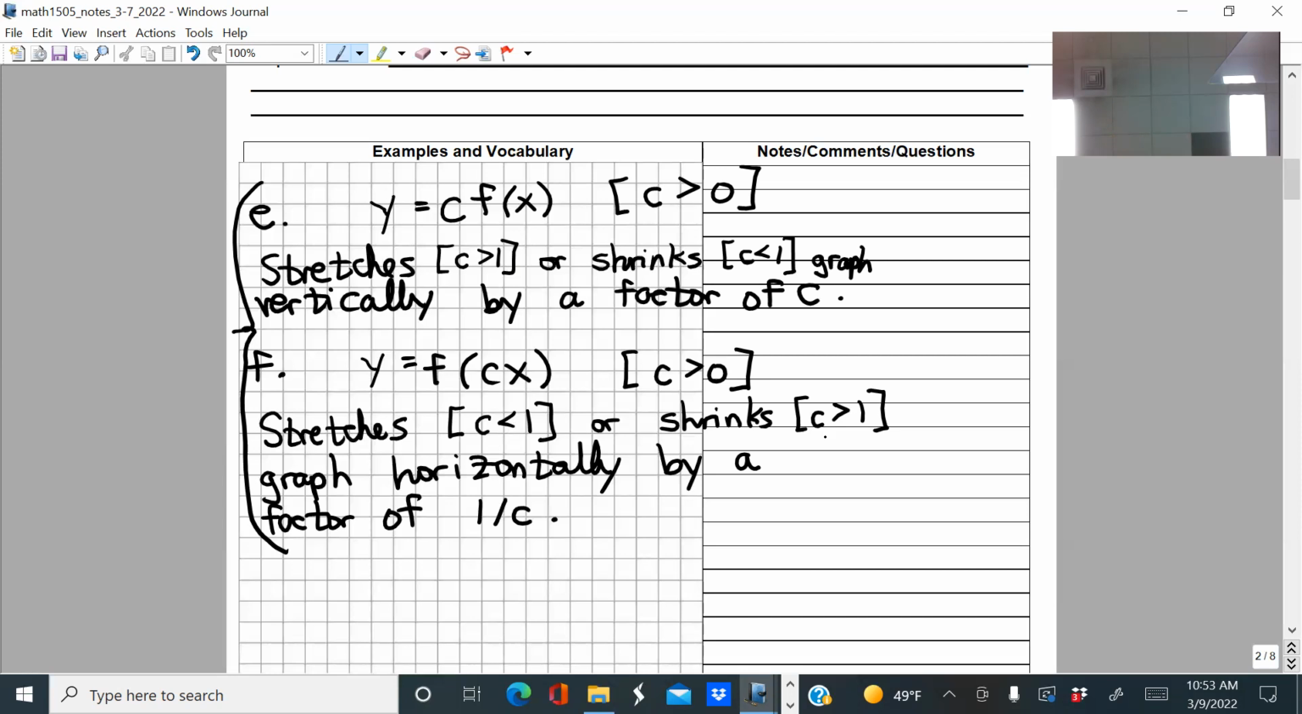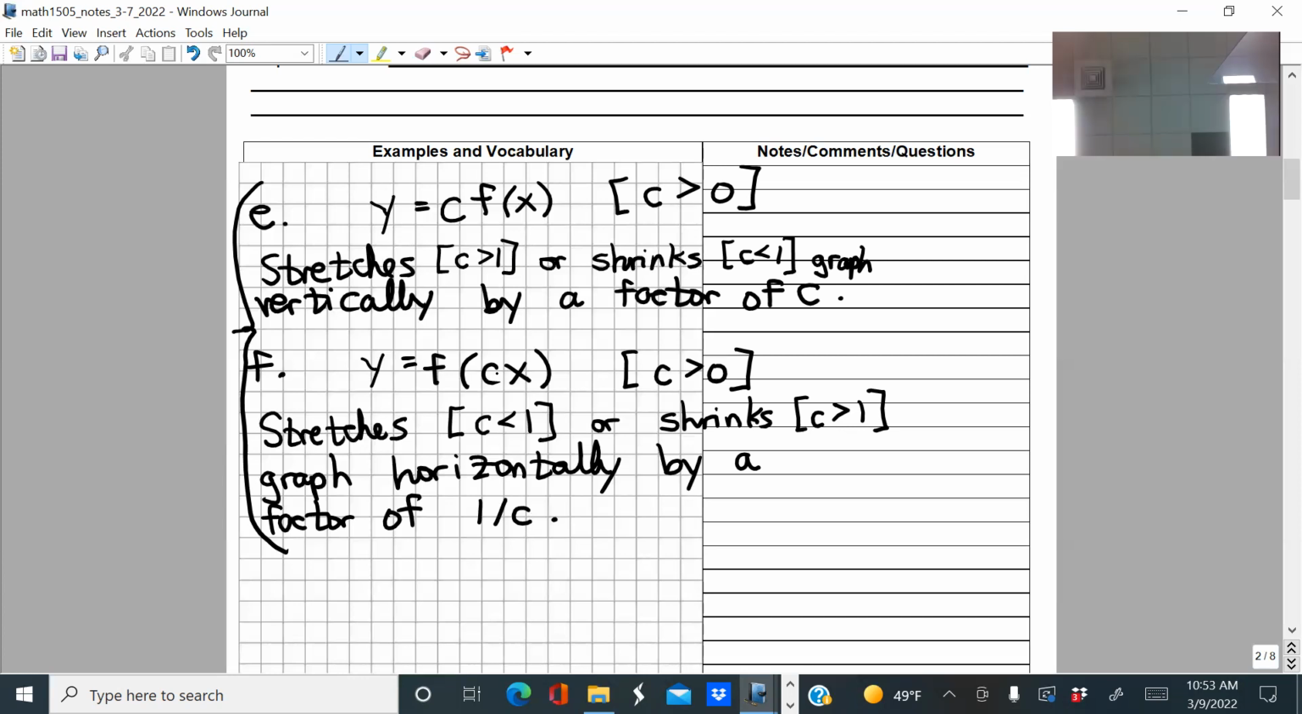Now, when you're stretching and shrinking something, you're going to ask, well, by what factor, right? Am I stretching it by a 2? Am I shrinking it by 1/2? What factor? And again, that depends on C. So take your constant and put it over 1. That tells you the factor by which you're stretching or shrinking.